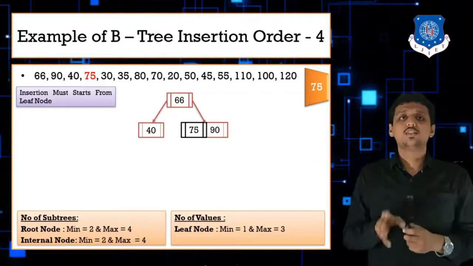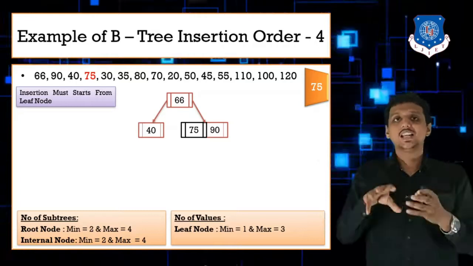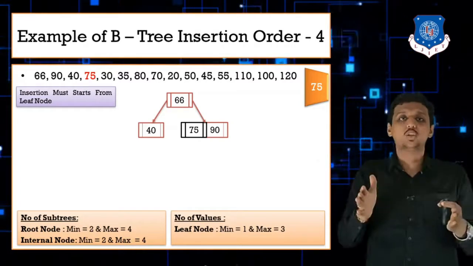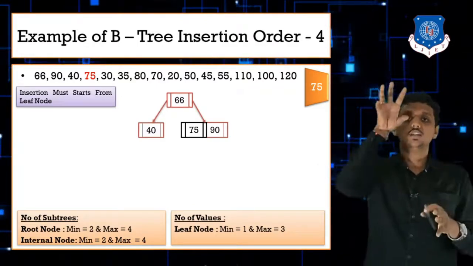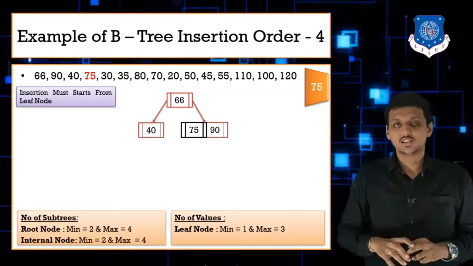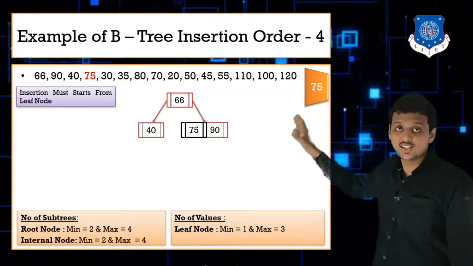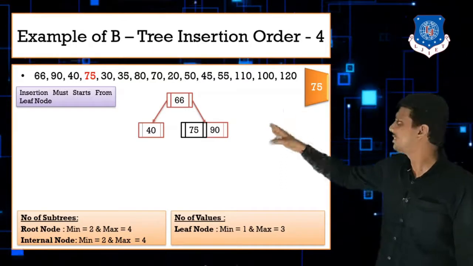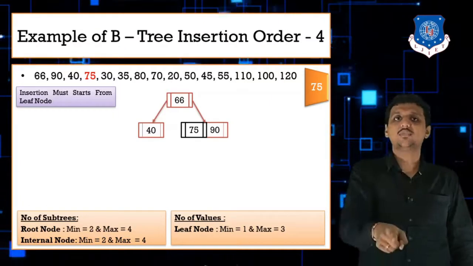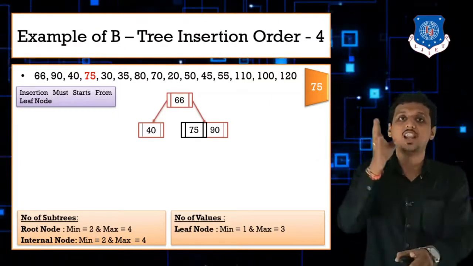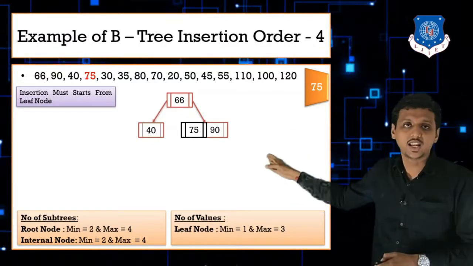What I did first, before inserting the 75, was check whether my node is full or not. As my node was full, I needed to split it into two parts. The middle term goes one level up, and we have the left node and right node. When I insert 75, I check that 75 is greater than 66, so I go to the right side of 66, where I find 90, and 75 is less than 90. That's why it must be on the left side of 90.